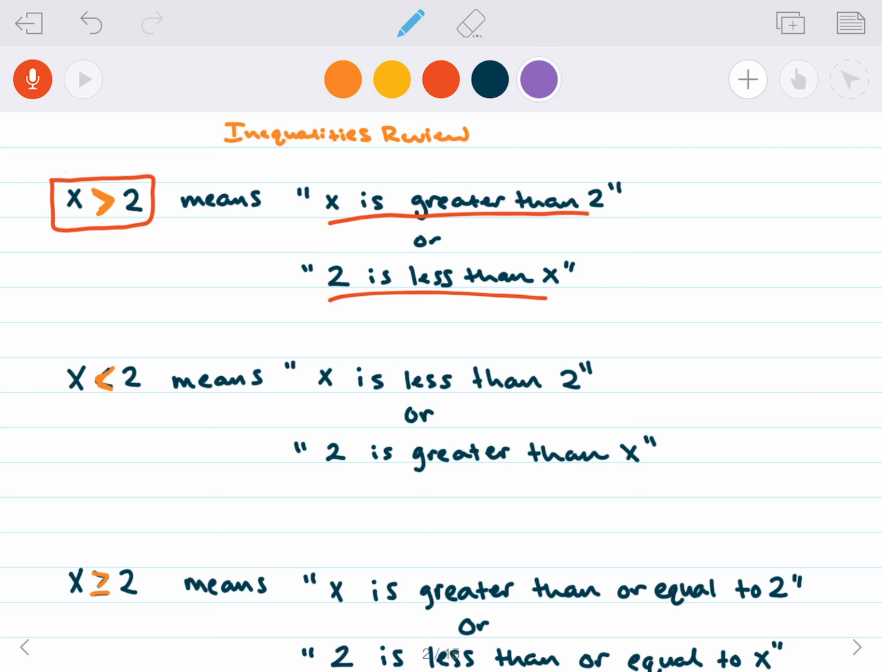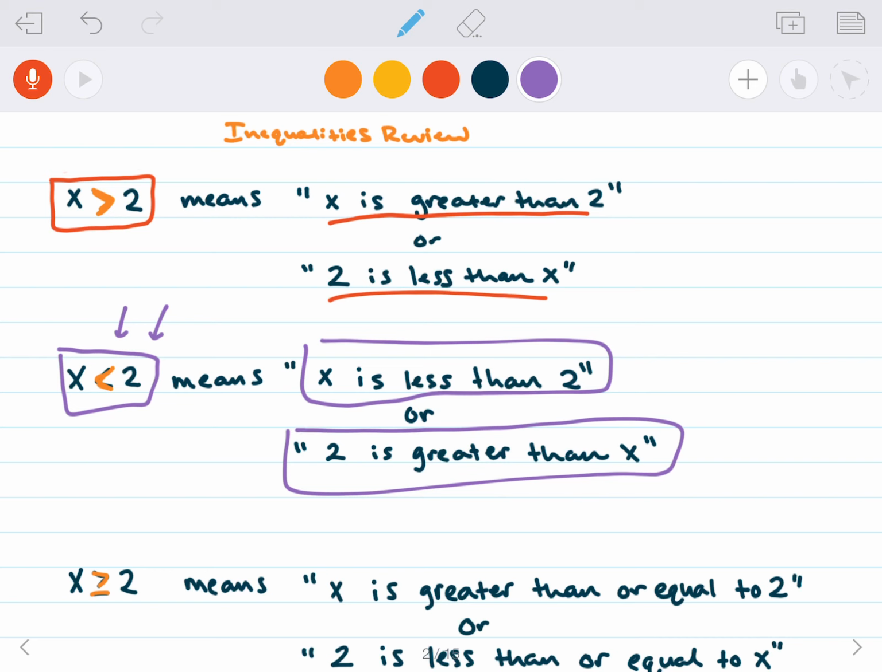Okay, let's look at the next one. So reading from left to right, we could say x is less than 2, right? Because the point is facing x. If we read it the other way, if we start at 2, well, this time, reading from right to left, the inequality is opening up towards 2. So we would say 2 is greater than x. Both of these things mean the same exact thing equivalently, okay?